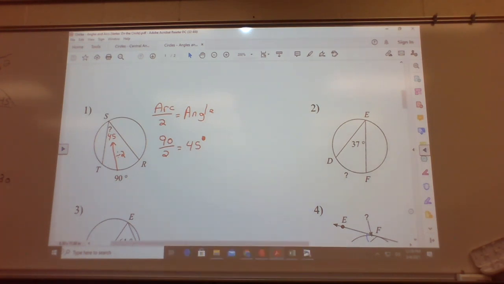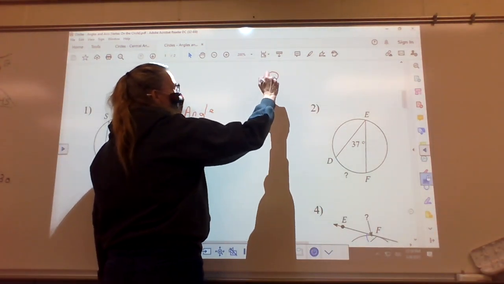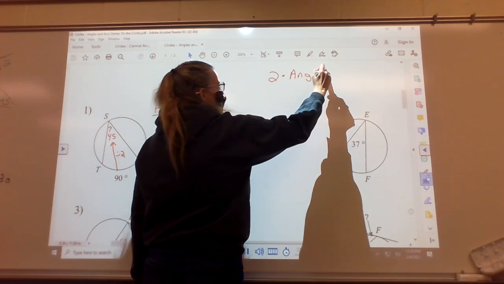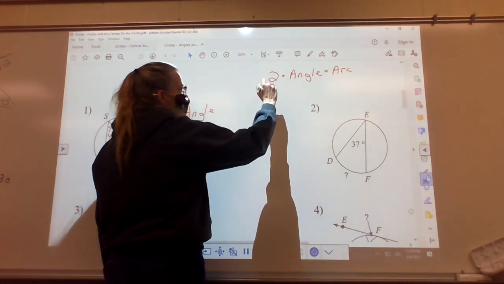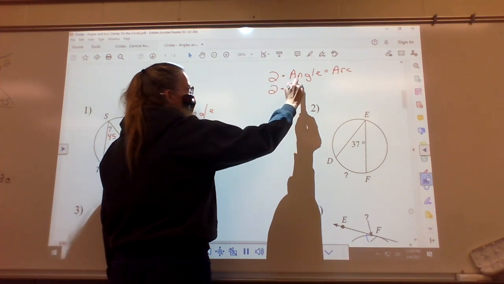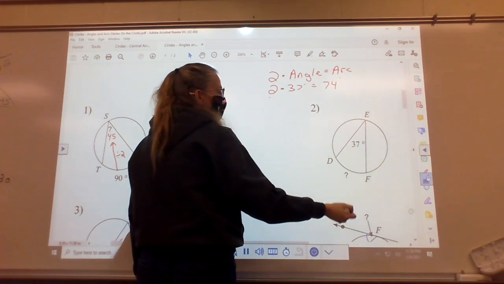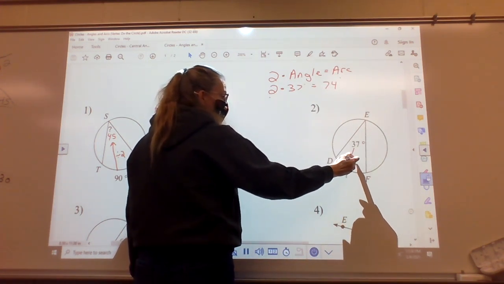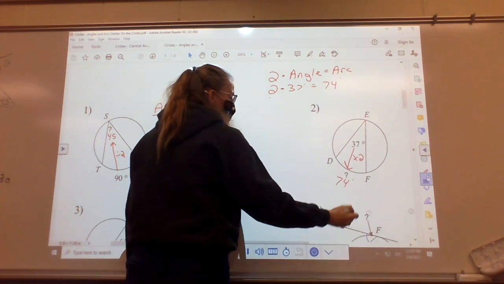Number 2, I'm just going the other way. So this one, remember I said 2 times the angle equals the arc. Well, I know the angle is 37. 2 times 37, I get 74. So if I give you the angle you're going to shoot out, I got to double it to get to the arc. So 74.